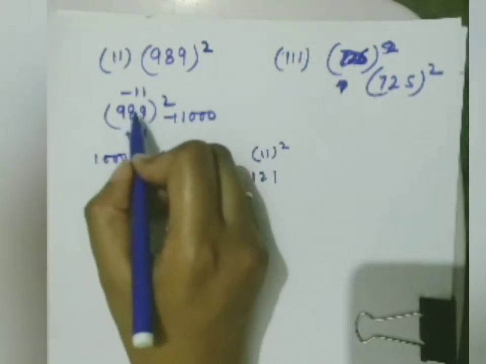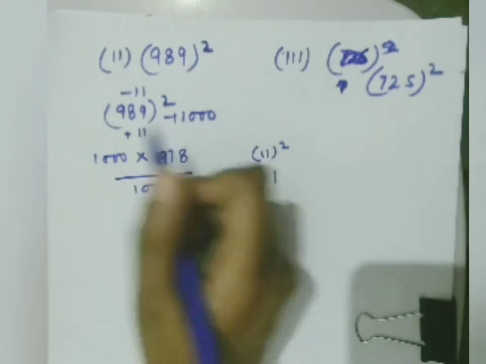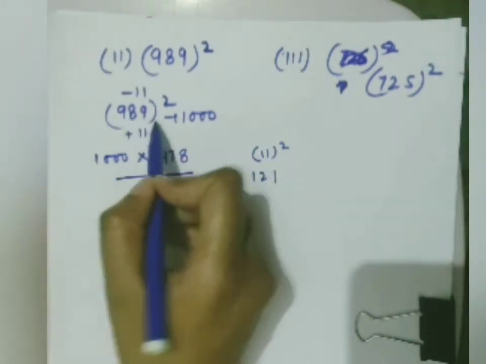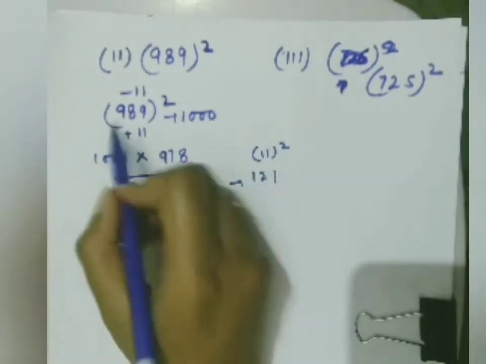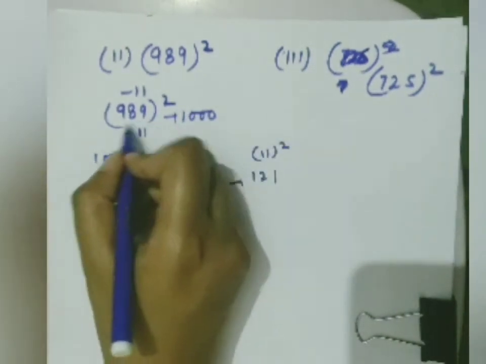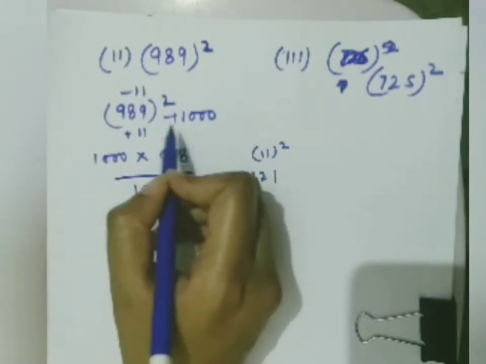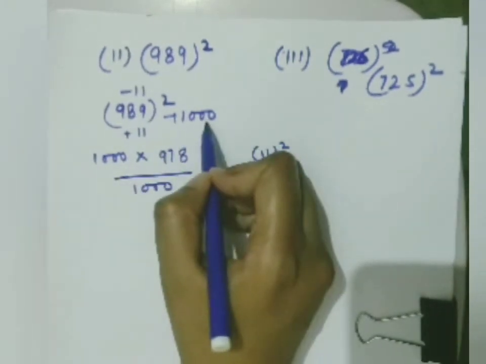First of all, I find the nearest number which has zeros. The nearest number to 989 is 1000, so we will write down 1000. Now we will compare how much it is less than 1000: 11. If we add 11 here, we will get this number.